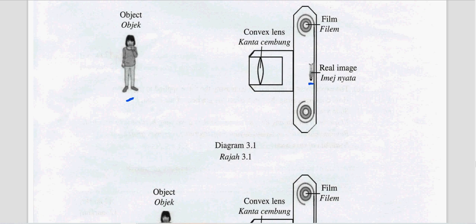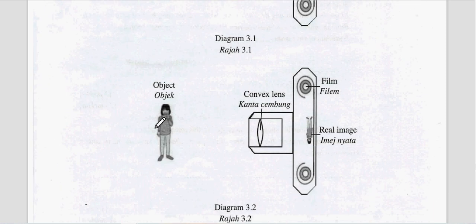Obviously we can see that the image is real because it is formed on the screen. If the question asks you, let's say paper 2 asking, define real image, real image means the image can be formed on a screen. Virtual means the image cannot be formed on a screen. Alright, now look at the second diagram.